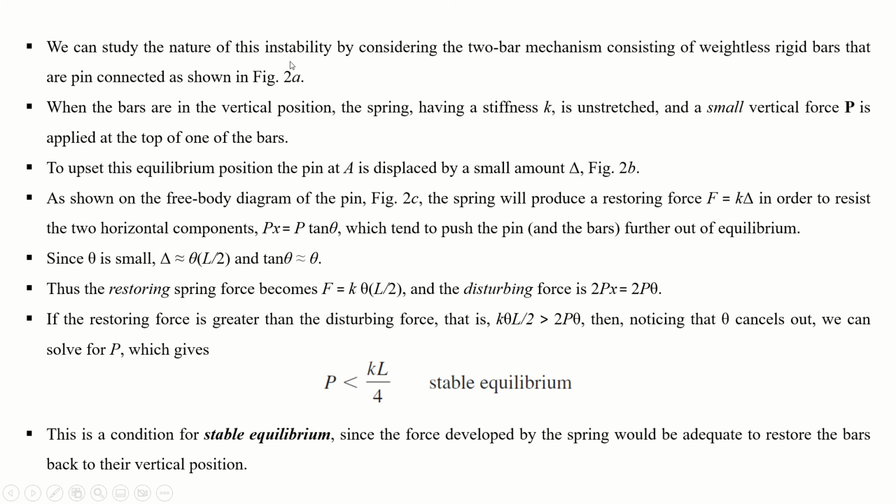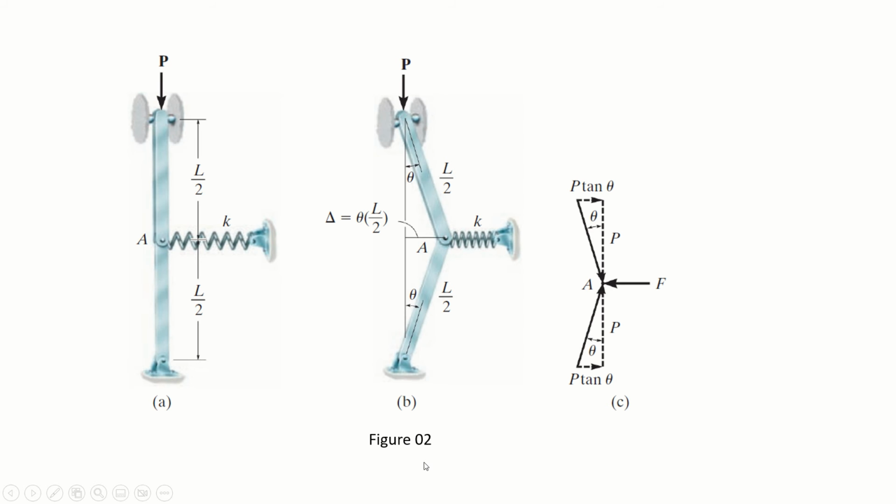We can study the nature of this instability by considering the two-bar mechanism consisting of weightless rigid bars that are pin connected, as shown in figure 2. So this is your figure 2 and this is point A. These are two members, connected at point A. Both are pin jointed at both the ends. This bar is pin jointed at its supports, and at this middle point a spring is attached to it, in this direction. Now the length of each bar is L by 2.